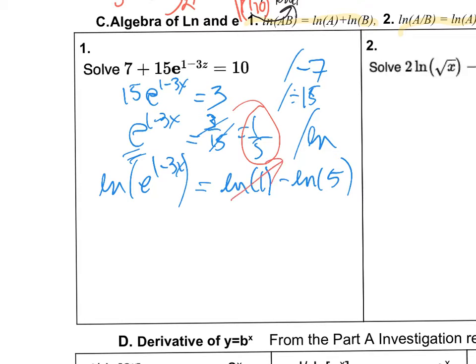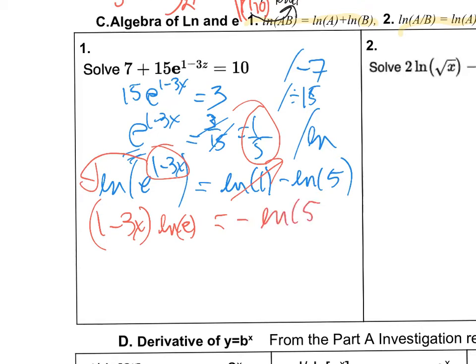We know that the ln of 1, any log with an evaluated power of 1, is 0. So we end up with, on this side, using the power rule of logs, 1 minus 3x multiplied by the ln of e, which is going to equal negative ln of 5, because that is 0. Okay, so there are some big things here.